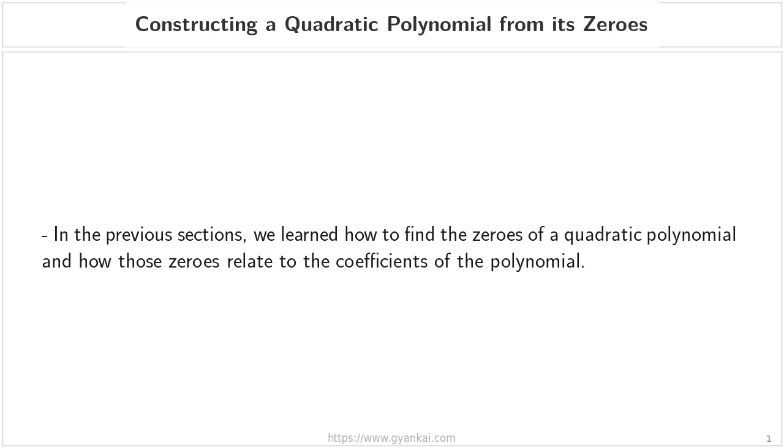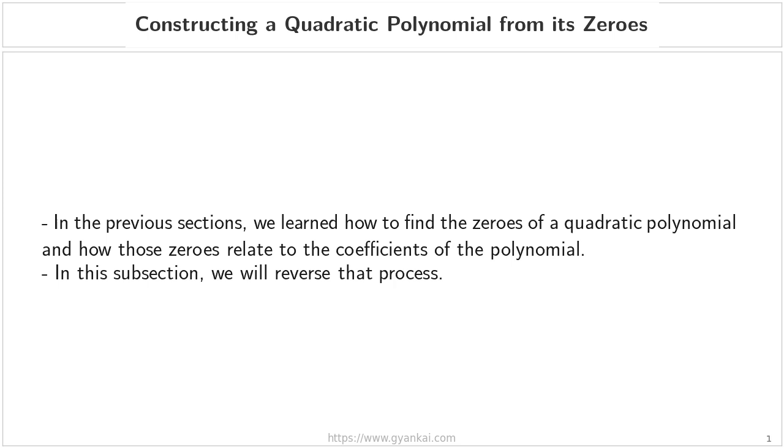Hello everyone. Welcome to today's lesson. Before we dive into our new topic, let's take a moment to reflect on what we have already covered. In our previous sections, we focused on how to find the zeros of a quadratic polynomial and explored the specific relationships between those zeros and the coefficients of the polynomial.